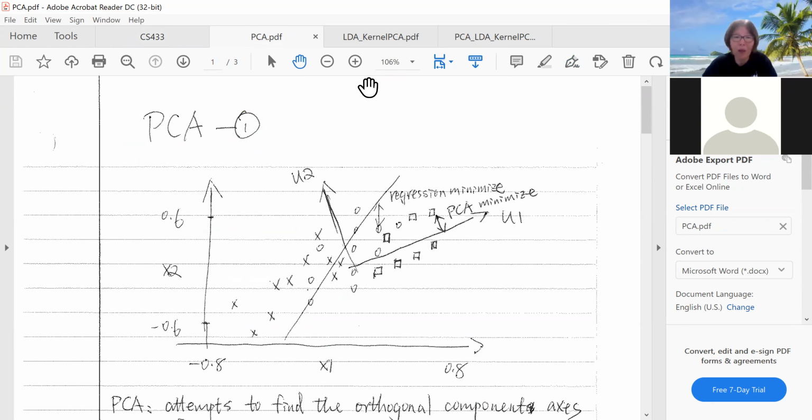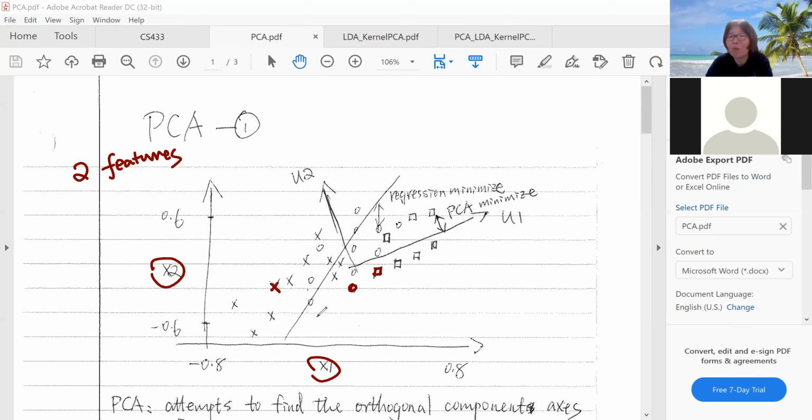Okay. So over here, we just consider two features, X1 and X2. Then we have different data. Here I mark the square as one class, and the circle is another class of sample. And we also have the cross, which is another. So assuming we have three classes of data.